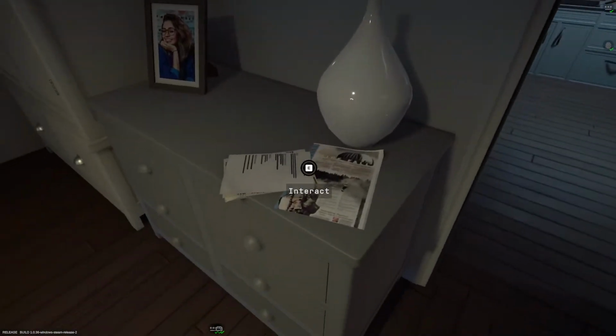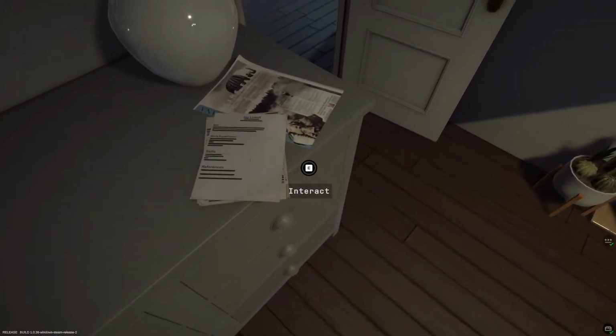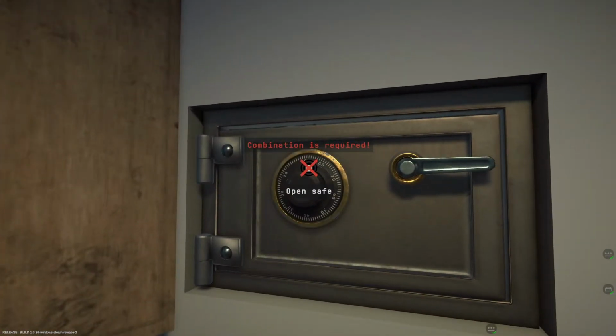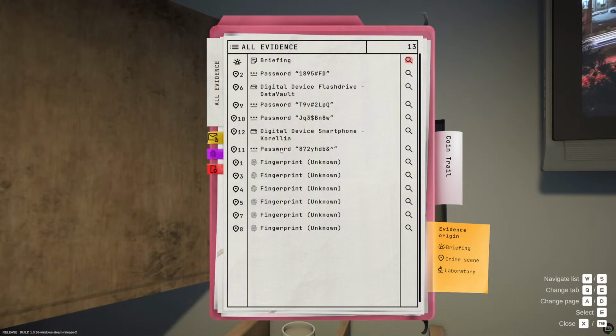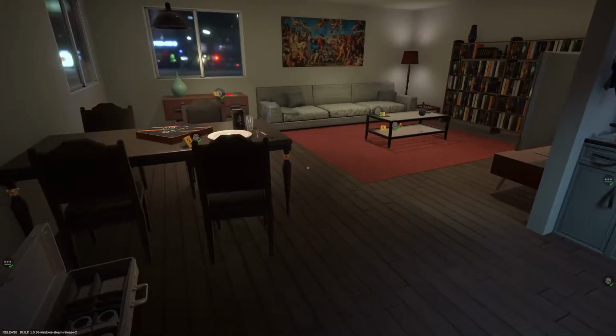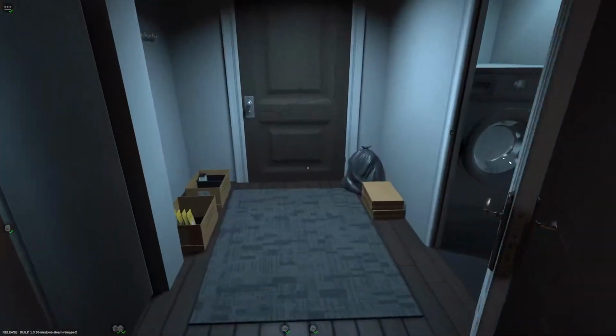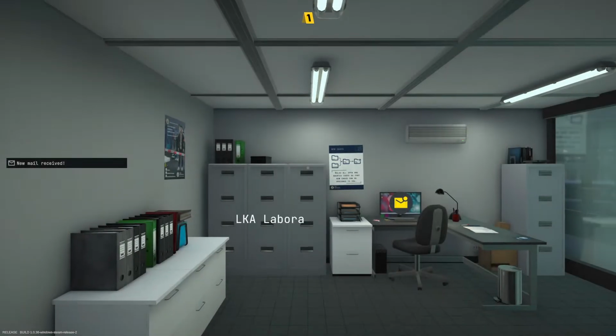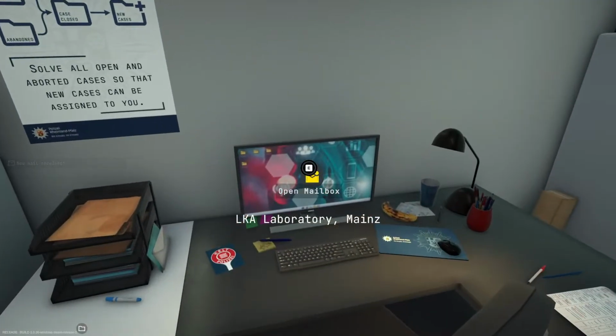So maybe we can leave, and then come back? Yeah, maybe we can leave, come back. We'll go run some tests. Check some of these electronic devices. See if we get any info.